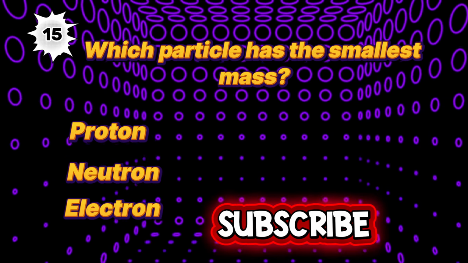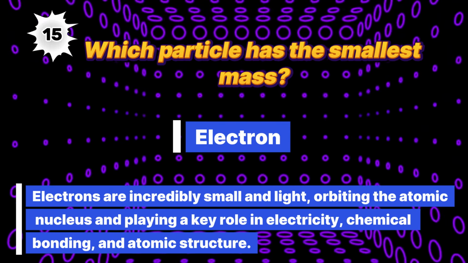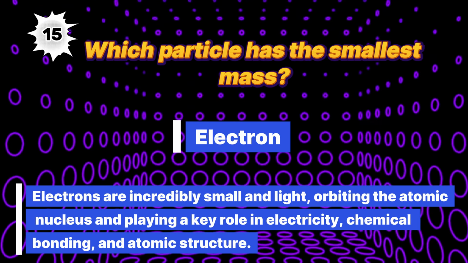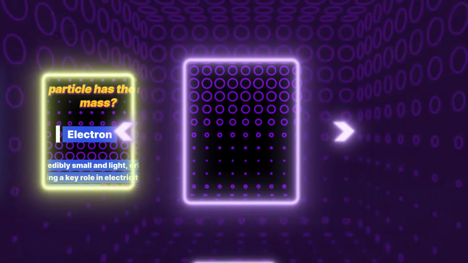The lightest of all is the electron. Electrons are incredibly small and light, orbiting the atomic nucleus and playing a key role in electricity, chemical bonding, and atomic structure.